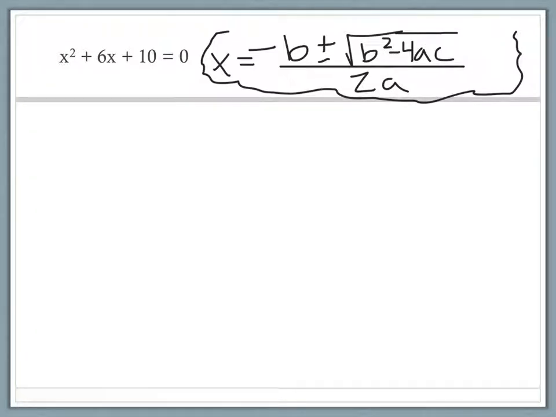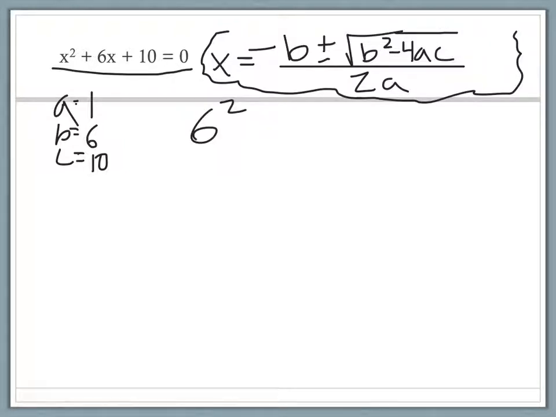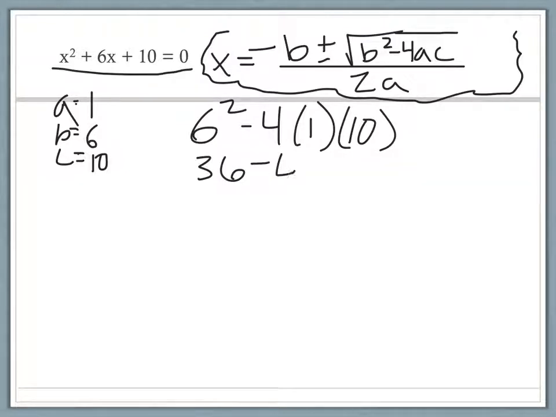So let's go ahead and get our A, our B, and our C. The A for this is 1, B for this is 6, and C for this is 10. Now, remember you have to make sure that everything's on the same side. It has to be set equal to 0 before you get your A, your B, and your C. So let's go ahead and do the discriminant first. I'm going to do 6 squared minus 4 times 1 times 10. Now 6 squared is 36 minus 40 gives me negative 4. You can plug this top part right into the calculator and it should give you negative 4.